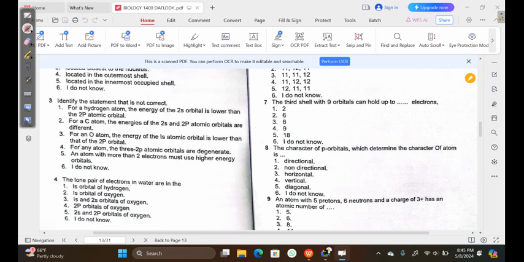3 is saying, for an oxygen atom, the energy of the 1s atomic orbital is lower than that of the 2p orbital, which is also true. We just discussed this. 1s has lower energy as compared to 2p. Then 4 is saying, for any atom, the 3 2p atomic orbitals are degenerate.